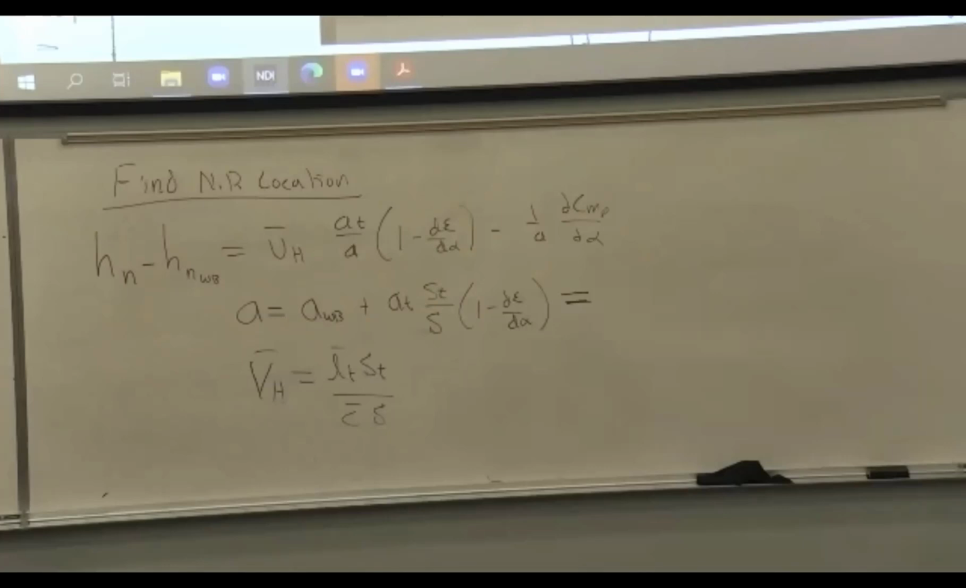All right, so let's break things up. You guys have the numbers, right? So pull out your calculator and give me a number for that. And then VH bar is LT bar ST over C bar S. You guys on Zoom, calculate it and type it into the chat.